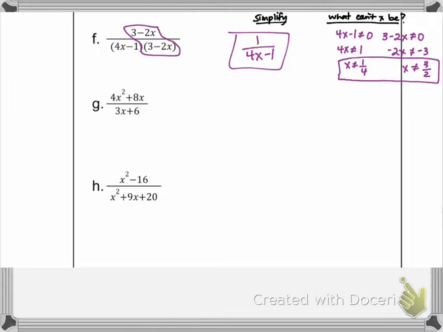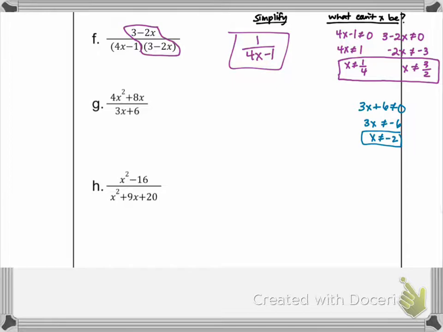Okay, problem G. You're going to start with the denominator, and you're going to ask yourself, okay, what would make 3x plus 6 equal to 0? We don't want that in the denominator. So you're going to subtract 6 and divide by 3, and that means that x cannot equal negative 2.